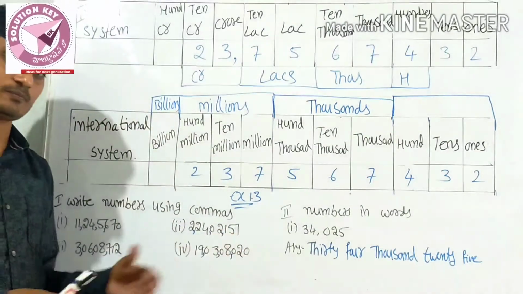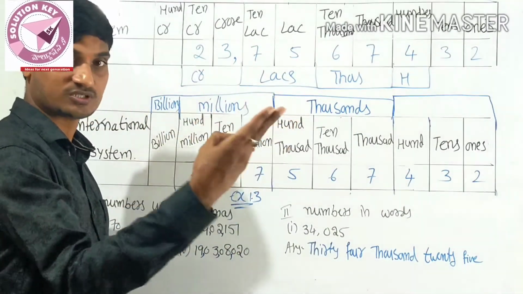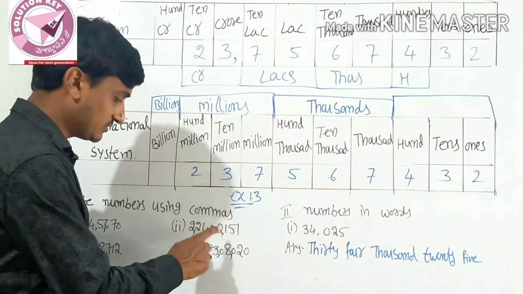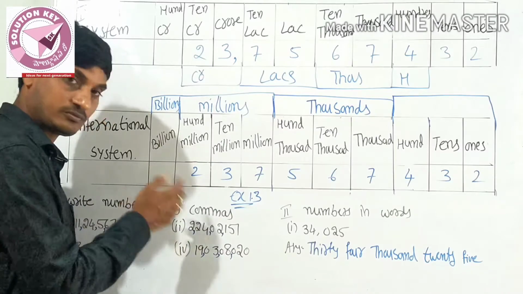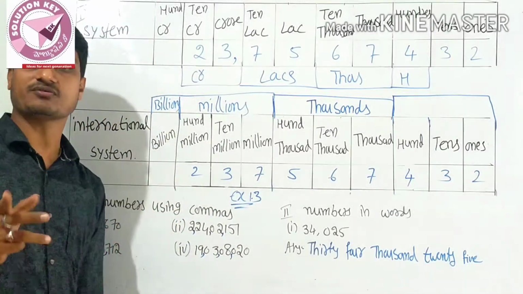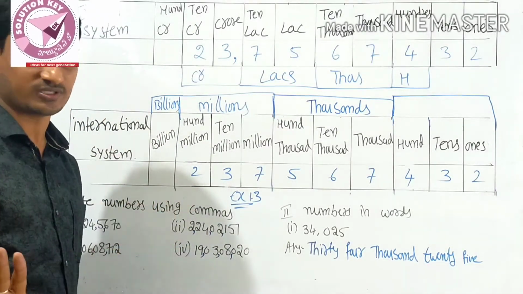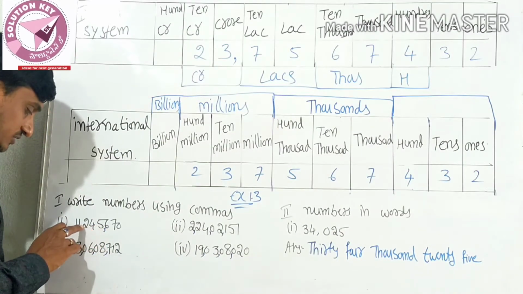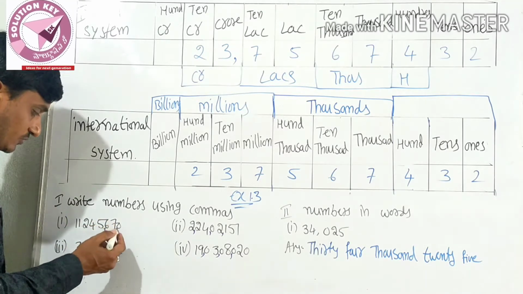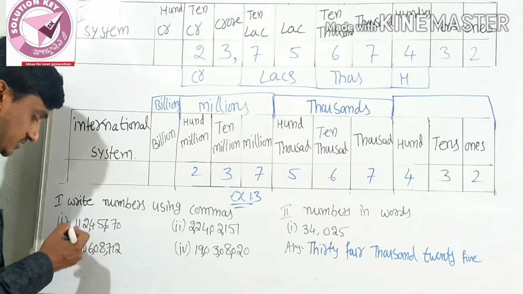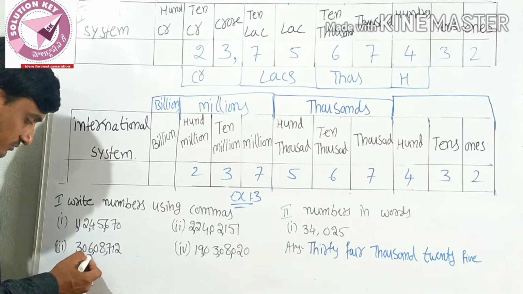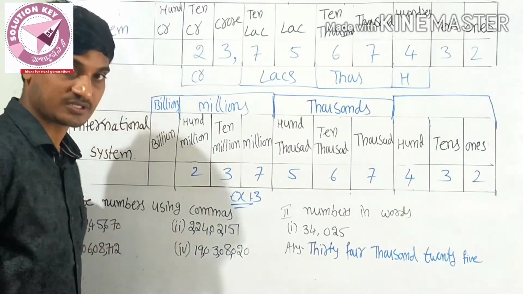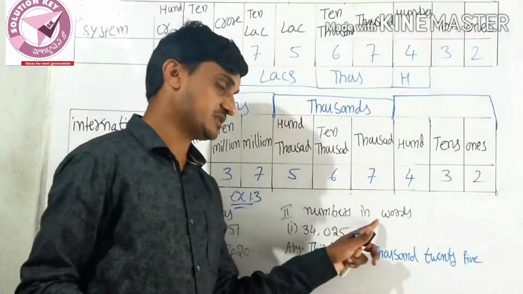So you take the first from the right-hand side onwards. First leave the 3 digits, 1, 2, 3. After that, all numbers are 2 digits, 1, 2, 1, 2. Finally, the remaining 1 digit, just leave it. That's it. Here also 1, 2, 3, then 1, 1, 2. Just 1, 2, 3, 1, 2, 1, 2. Just leave it. Understood?